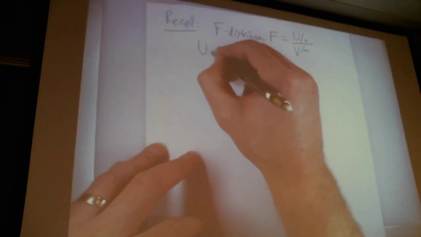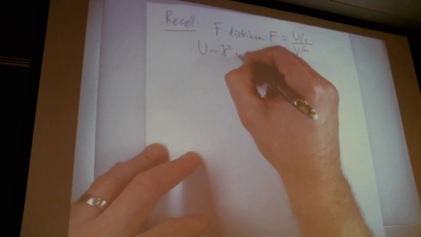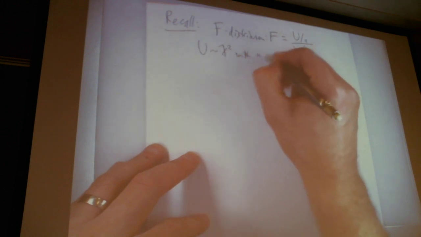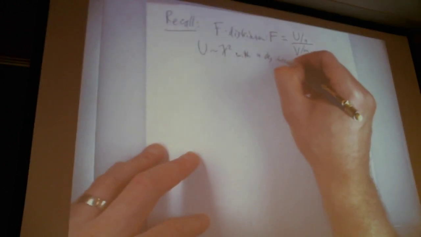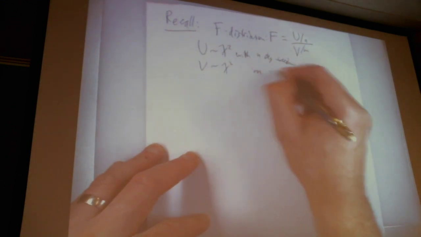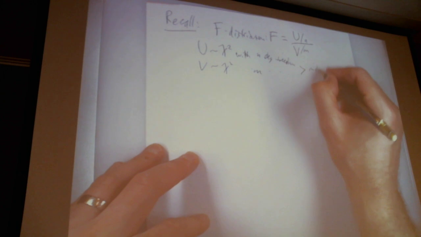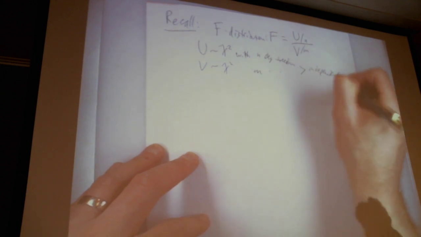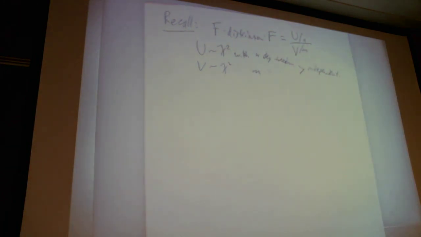So U is a chi squared with n degrees of freedom. V is a chi squared with m degrees of freedom, and they're independent. We took this ratio, we did the computation. Did you do it at home? Did you finish the computation at home that we didn't get to last time, or should we continue where we left off? Do it again? All right, let's finish it.